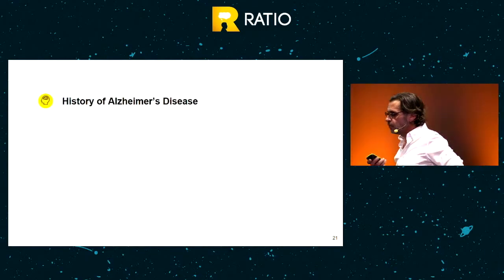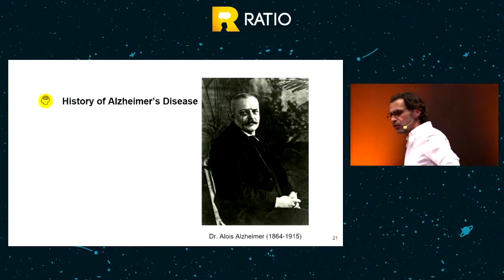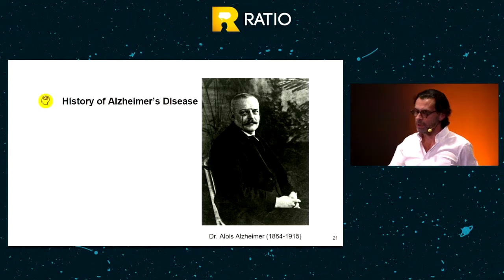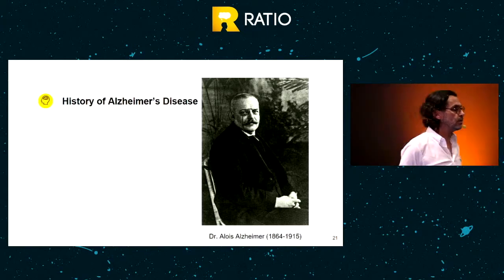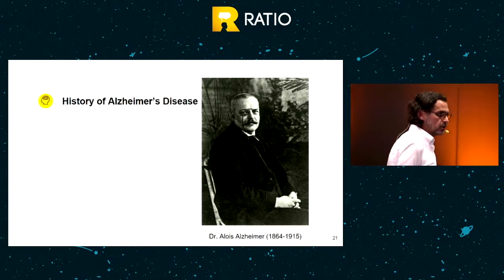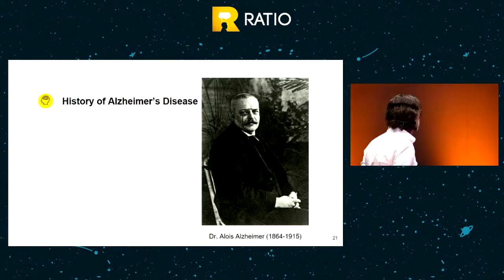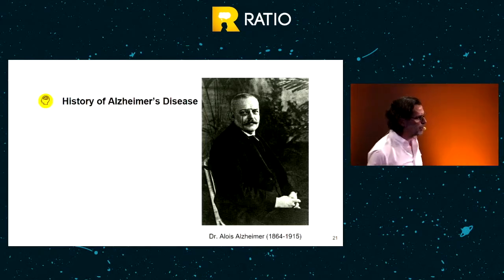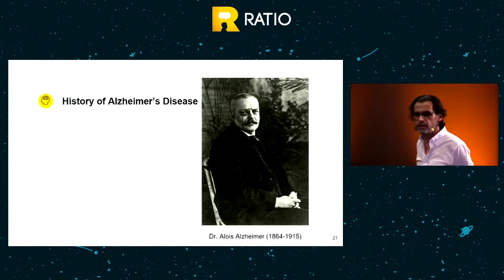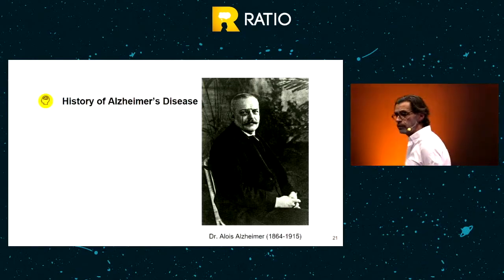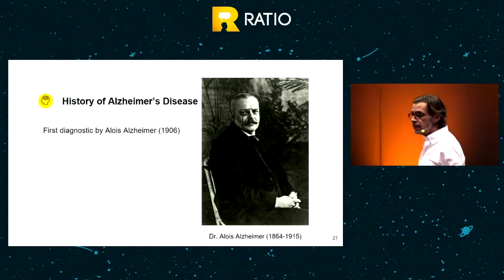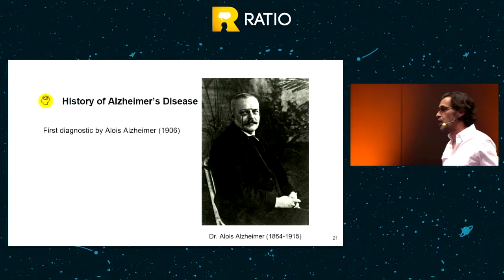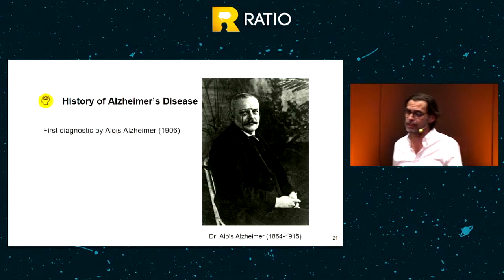If you look at the history of Alzheimer's disease, it was discovered in 1906 by this guy, Alois Alzheimer. He wasn't a very successful doctor for a while. He didn't have a permanent position as a neuropathologist, and his wife, who was very rich, supported him most of the time. But he did find something that changed the way we see this disease now.